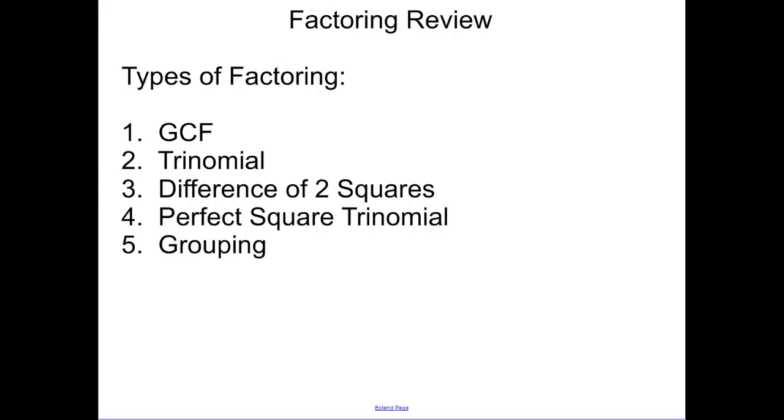Today we're going to spend the day reviewing factoring. And there's 5 major types of factoring. First, greatest common factor, so factoring out any numbers or variables that are common in both terms. Factoring a trinomial, a difference of two squares, so when you have two perfect squares and you're subtracting them. A perfect square trinomial, and factoring by grouping.